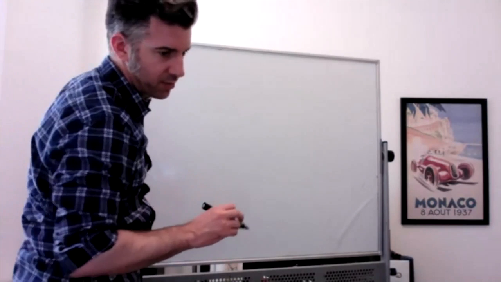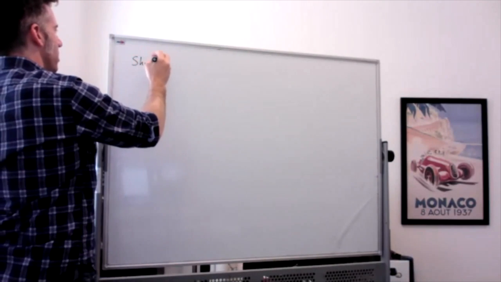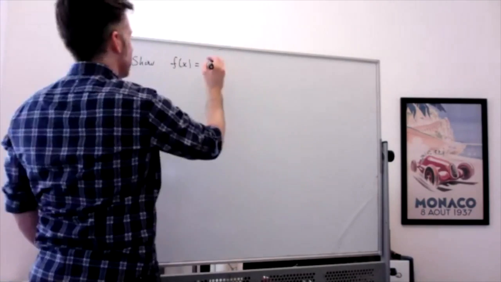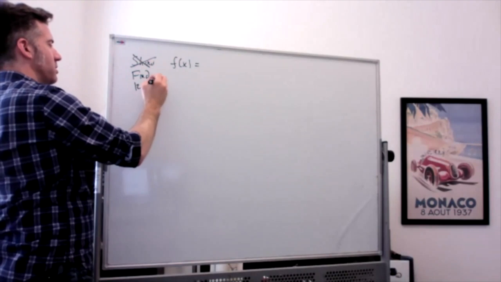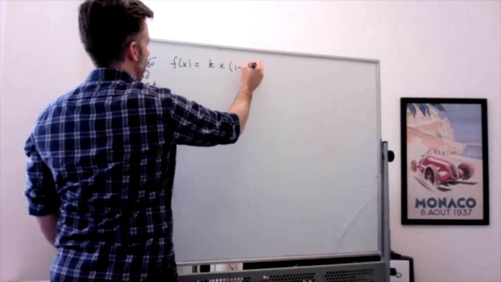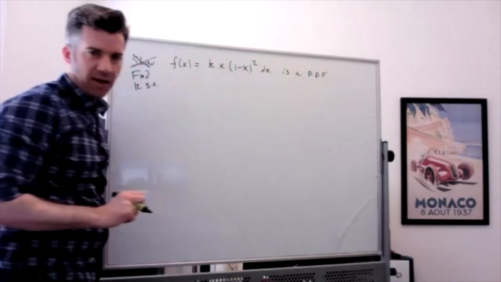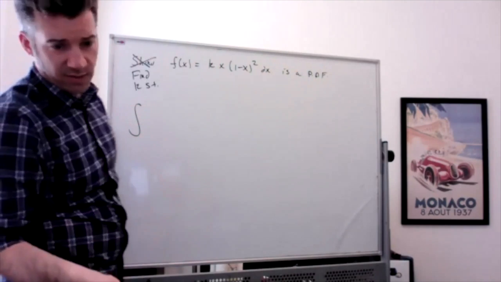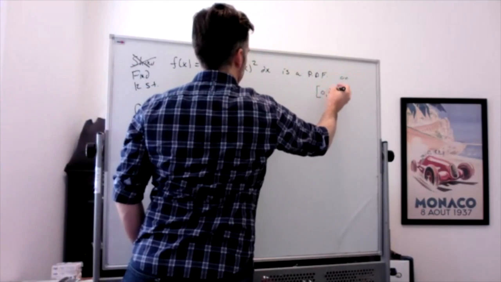I want to know, let's find k such that f of x equal to k times x times (1 minus x) squared is a PDF. And then we'll probably find the mean and the median. So we're going to set the integral. Oh, I didn't give you a limits of integration. Sorry. PDF on the interval from 0 to 1.